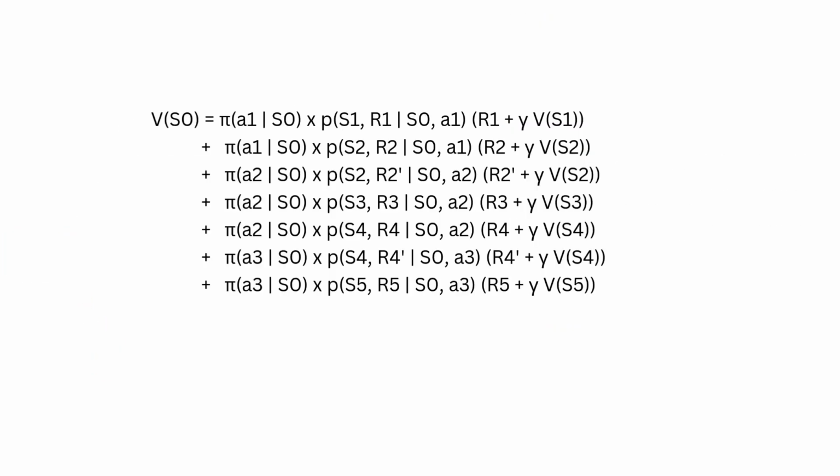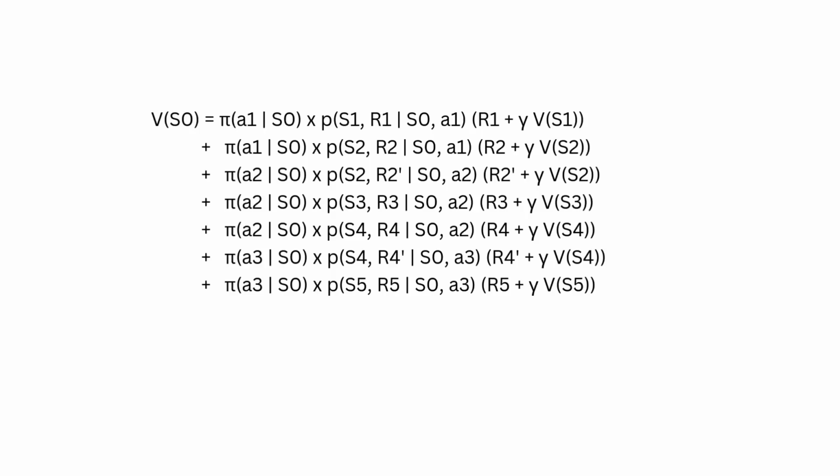Let's write it more formally. The value of S0 is the probability pi of taking action A1 times the probability of reaching S1 and getting reward R1 times the term R1 plus gamma times value of S1. We add to that the probability pi of taking action A1 times the probability of reaching S2 and getting reward R2 times the term R2 plus gamma times value of S2, and so on, until the last action and the last state. We are still far from the final form of the Bellman equation.